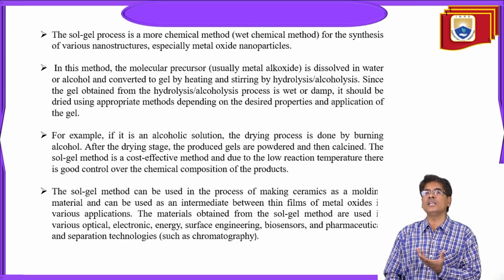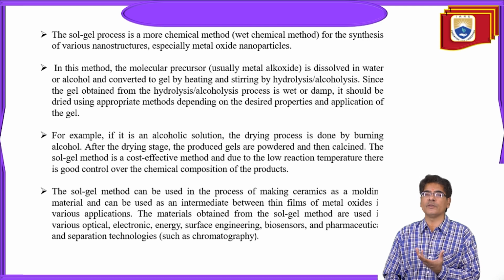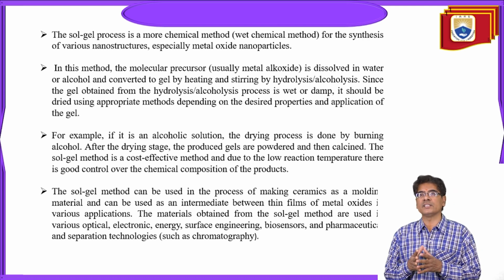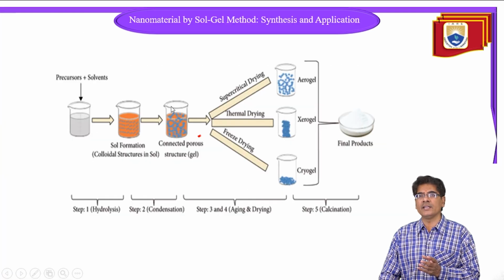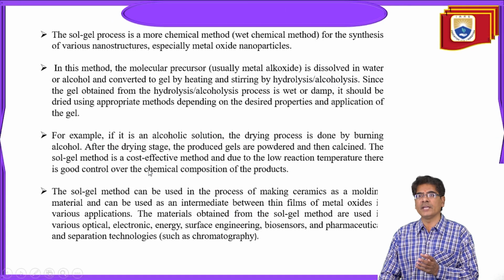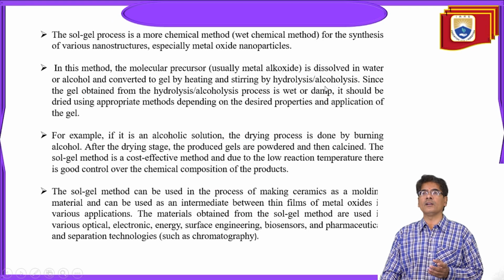Okay. So the sol gel process is a very chemical method, in the sense that it's a wet chemical method for the synthesis of various nanostructures and various nanoparticles, metal oxide nanoparticles. In this method, as we have seen, this is a molecular precursor. Usually, metal oxide is dissolved in water or alcohol and converted to gel by heating and stirring, and by hydrolysis or alcoholysis.